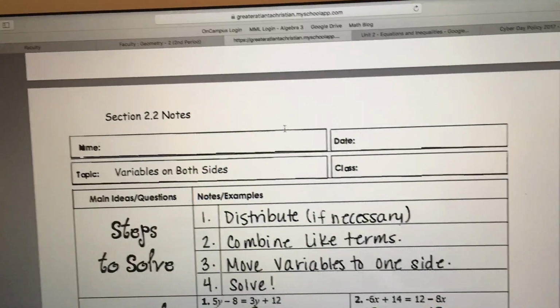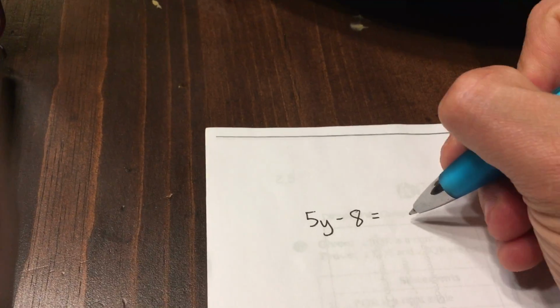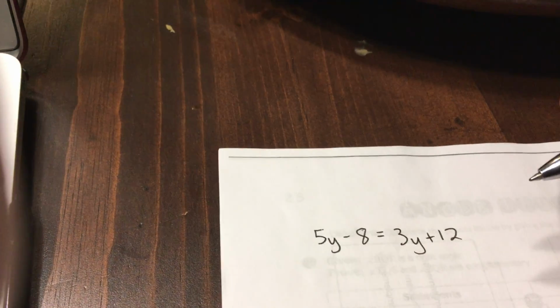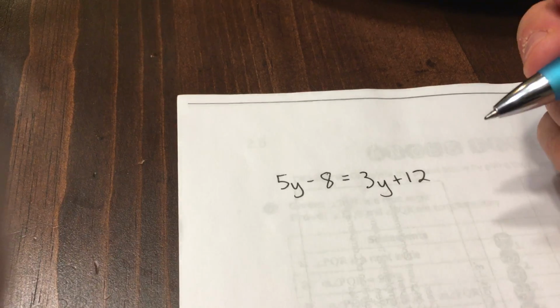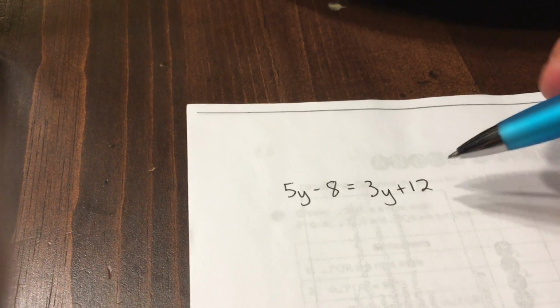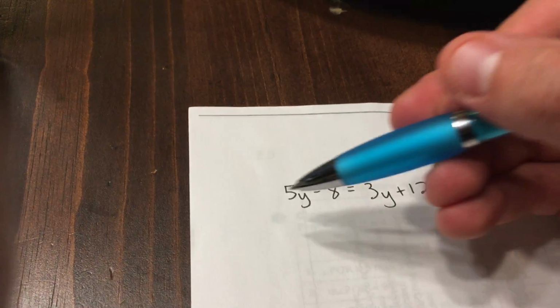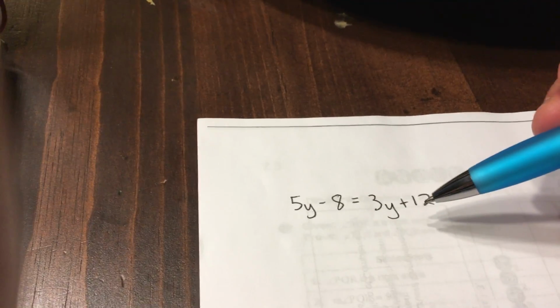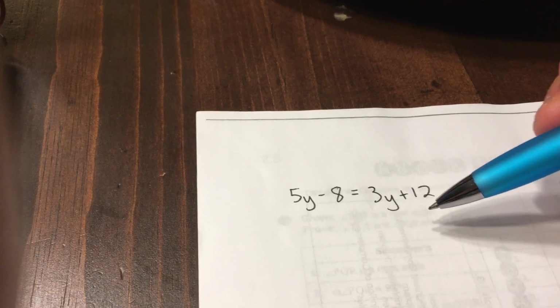So number one here, I'm just going to copy it onto paper: 5y minus 8 equals 3y plus 12. So this is example one at the top of Section 2.2. Notice there are no parentheses here, so we do not need to distribute. Next, we look to step 2, which is combine like terms.